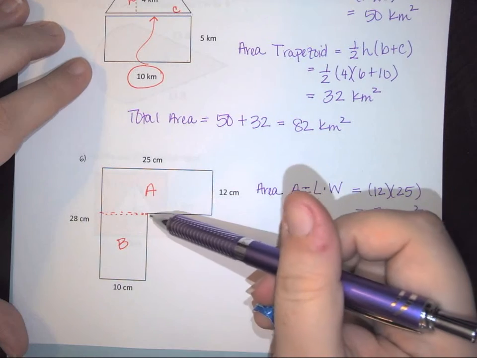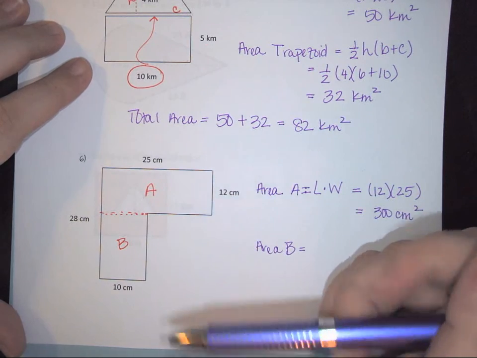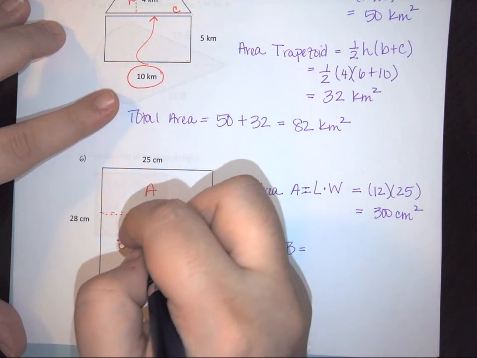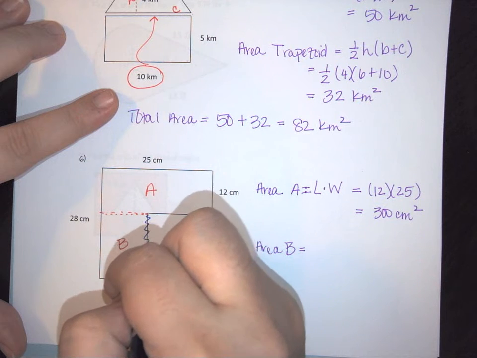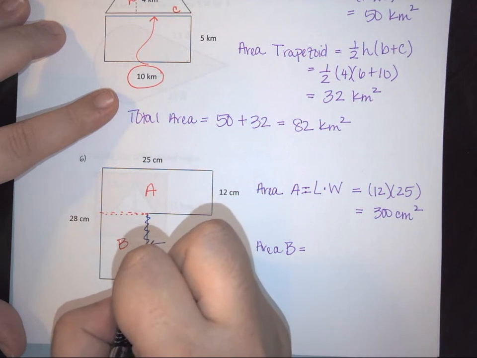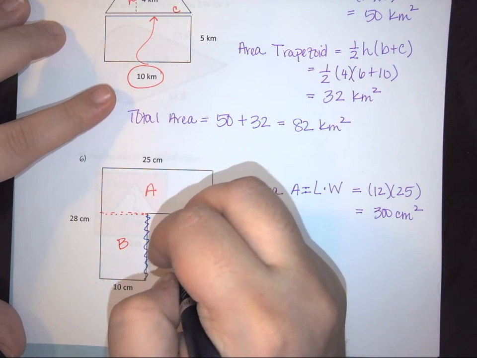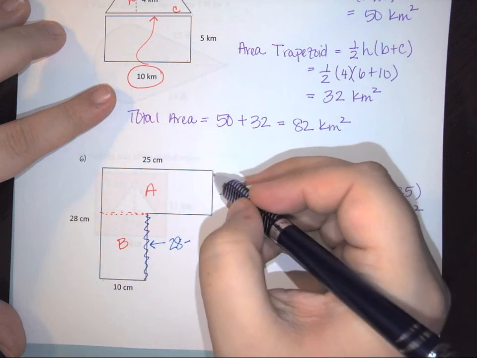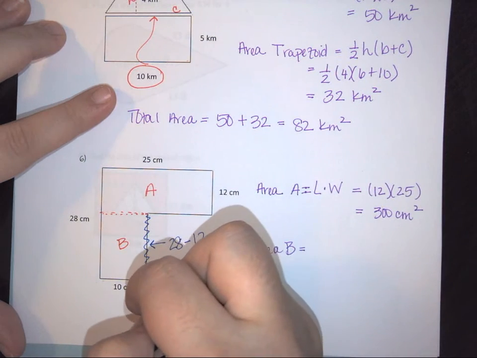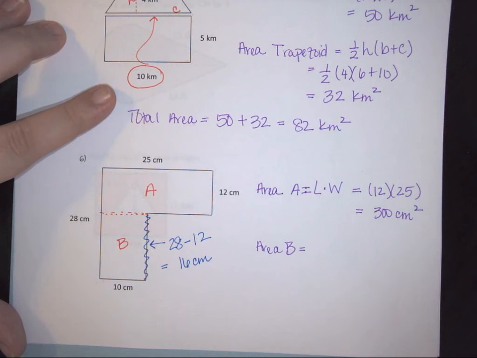And so to do that, we kind of have to know part of B. Well, we've got this piece right here that we can calculate. So in order to find this measure, we have to take the whole. So we know the whole is the 28 centimeters, and we need to subtract away the part we know, which is 12. So this is going to leave us with 16 centimeters as this measure.